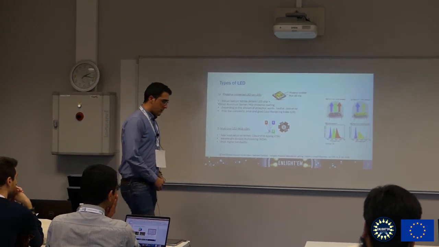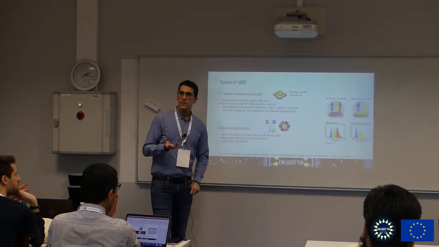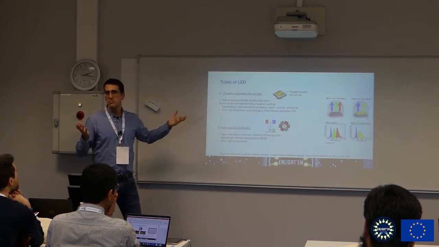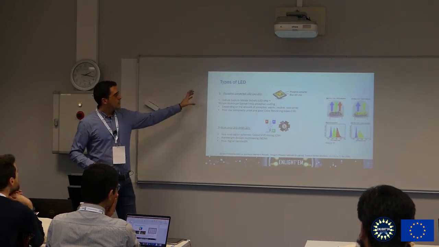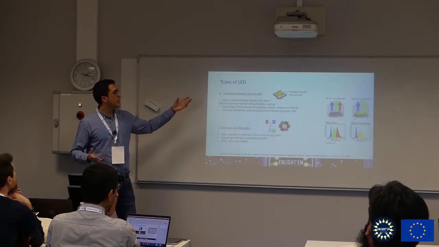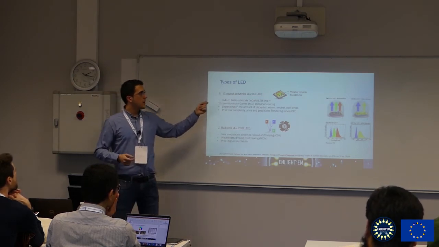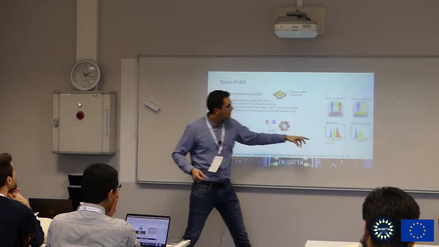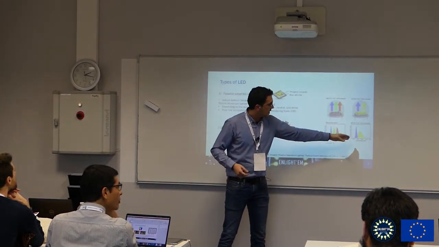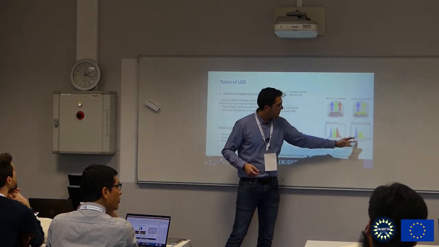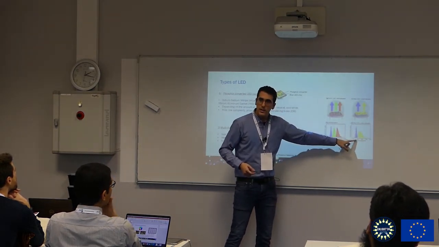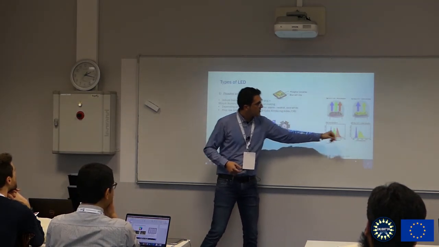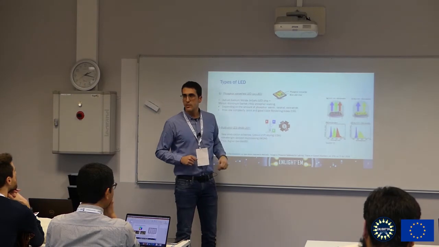But now let's talk about which kind of LEDs exist in the market. These are the two most typical LEDs. We have a phosphor-coated LED, which is made of a blue LED chip and also a phosphor converter. This is the spectrum of this kind of LED. We have some energy in the blue wavelengths, and also some energy in the yellow part, which is produced by the phosphor coating.